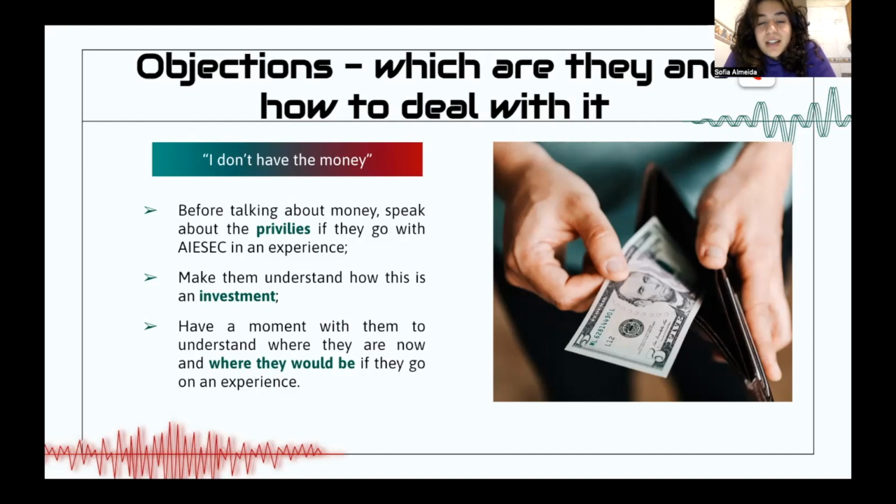Then make them understand how this is an investment for their future. How it is good to find jobs, because they can have a different CV than the other applicants, how they are going to grow as a person and in soft skills and hard skills. And then you should have a moment with them to understand where they are now and where they would be if they go on an experience. So it can be strengths and weaknesses that an EP has, and how they can transform their weaknesses into strengths by doing this experience.